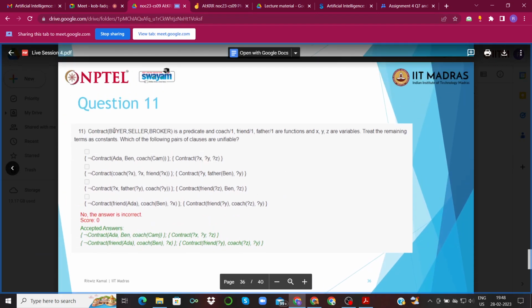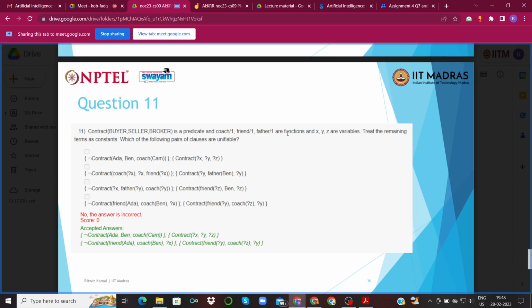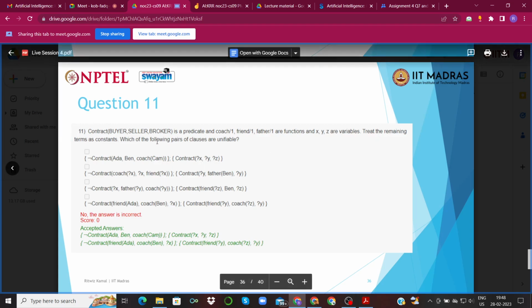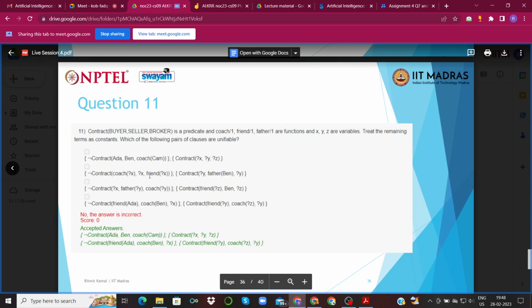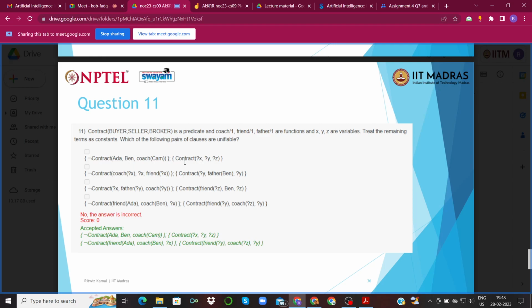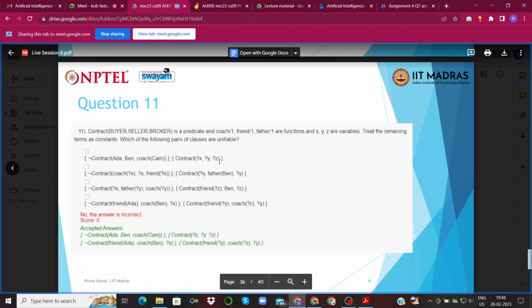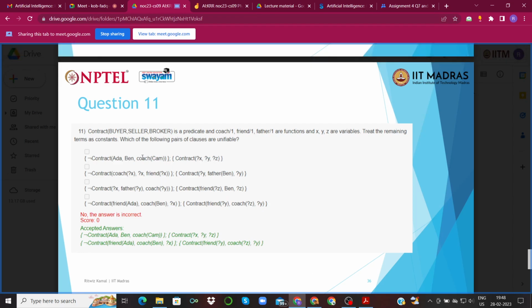Okay, so you have contract, buyer, seller, broker as predicates, and coach, friend and father as functions, and x, y, z are variables. Treat the remaining as constants. Which of the following pairs of clauses are unifiable? The first option says not contract ada comma ben comma coach cam. Can this be unified with this? Yes, this can, right? We can replace x with ada, y with ben, and z with coach cam.